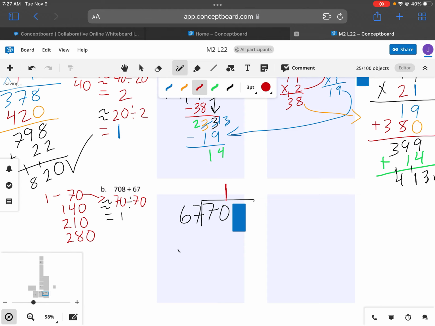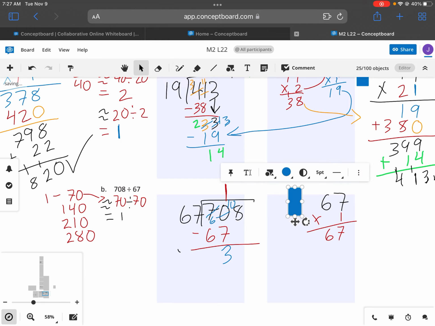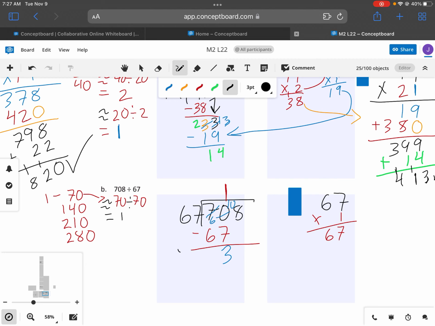So I'm going to put the 1 right there, and I'm going to do 67 times 1. I shouldn't have to do this. It is equal to 67. So I'm going to subtract 67 from here, and that's going to get me 3. All right, so now we're going to take care of the 8. We're going to bring down this 8. Now we have 38 divided by 67.